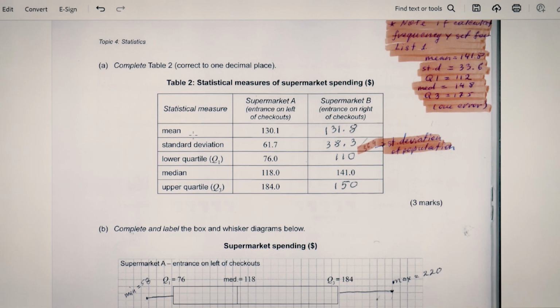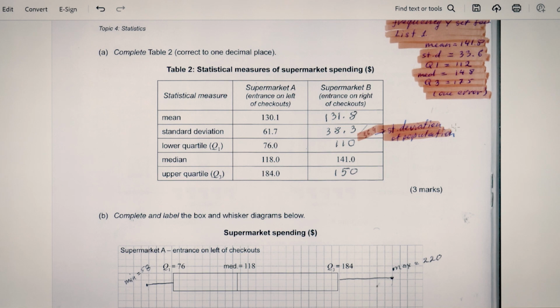So they ask about mean, standard deviation, lower quartile, median, and upper quartile. The data is given for supermarket A. For supermarket B, only the median is given. And actually, this is an indicator for students. If they did everything correctly, this number 141 should be there. So if not, check the numbers. Maybe you missed 1 number or something.